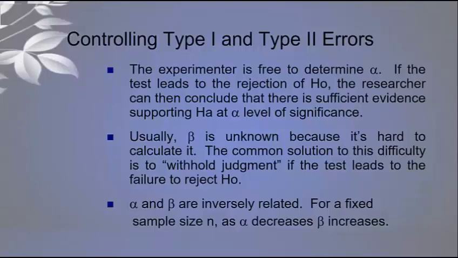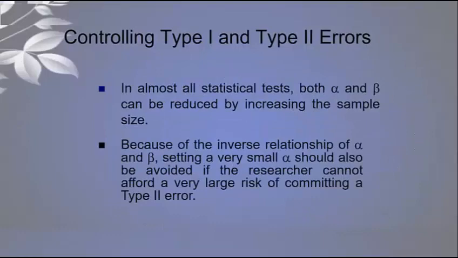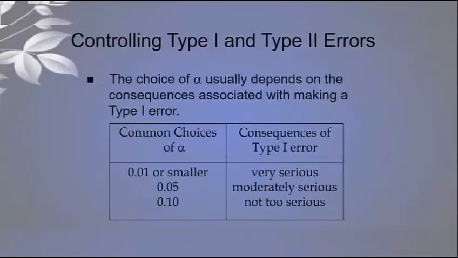For a fixed sample size n, as alpha decreases, beta increases. In almost all statistical tests, both alpha and beta can be reduced by increasing the sample size. Because of the inverse relationship of alpha and beta, setting a very small alpha should also be avoided if the researcher cannot afford a very large risk of committing a type 2 error. The choice of alpha usually depends on the consequences associated with making a type 1 error.